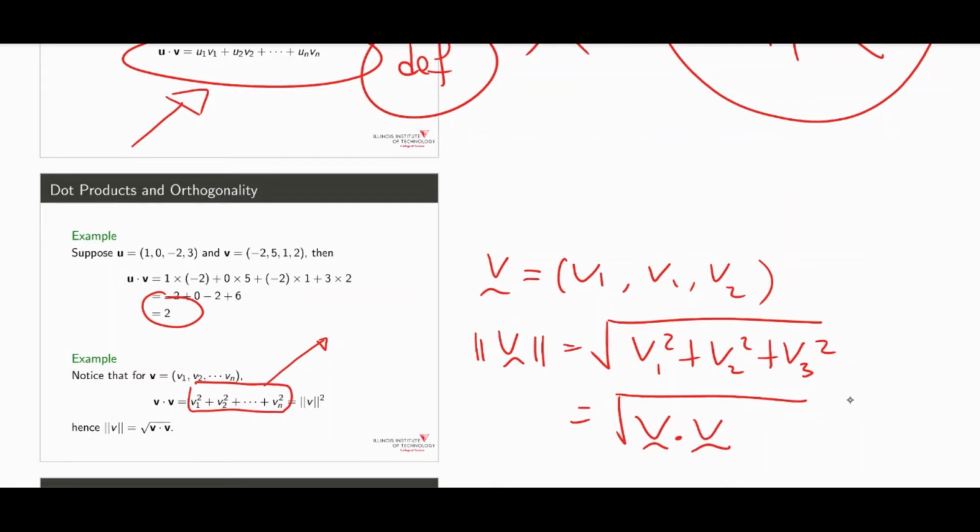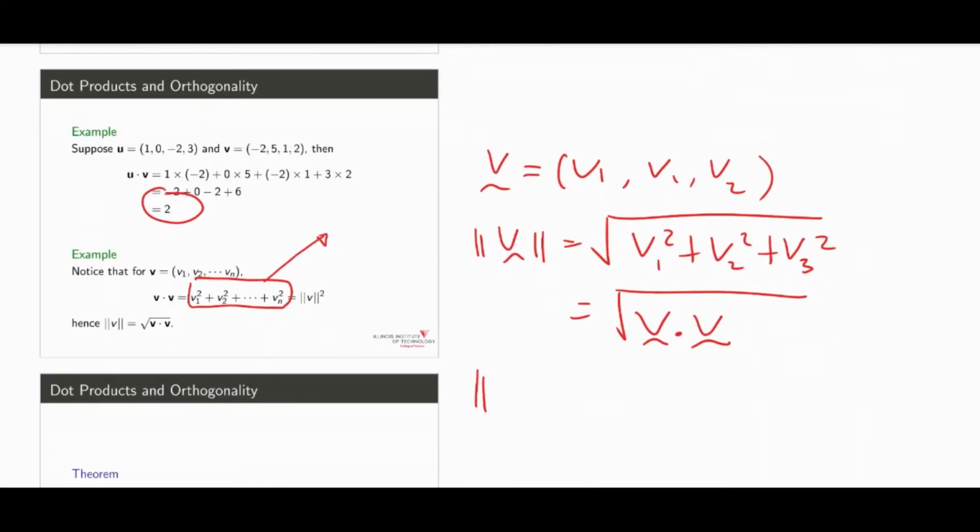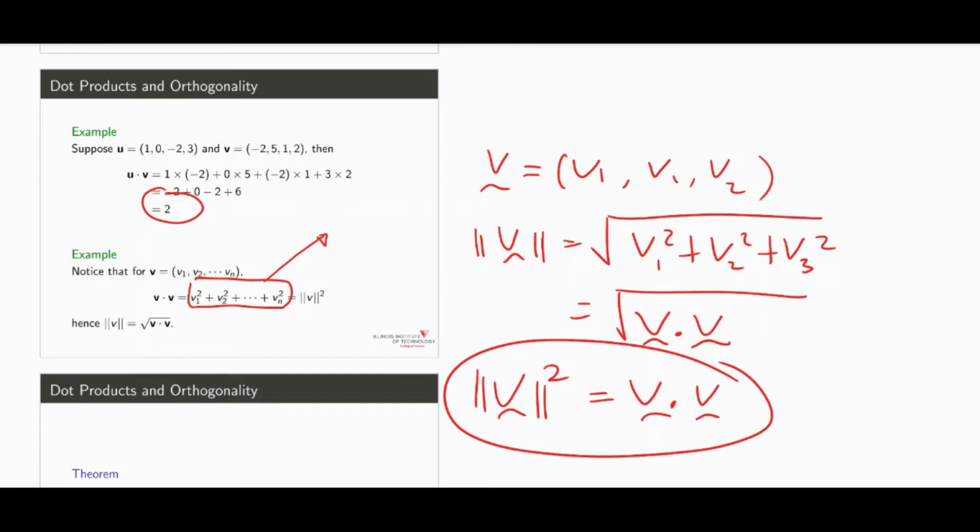So instead of using this square root notation, it's easier just to write everything like this: v squared, the magnitude squared, is v dot v. So this is one of the first formulas you know about the dot product. The dot product of a vector with itself is the square of the magnitude of that vector. All right, so we have that.